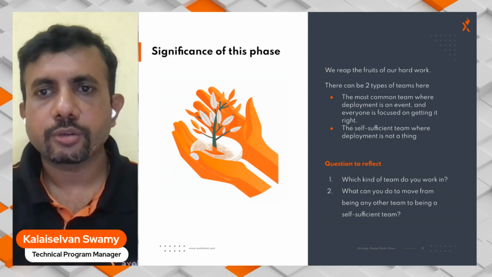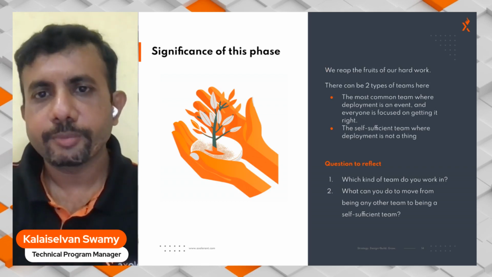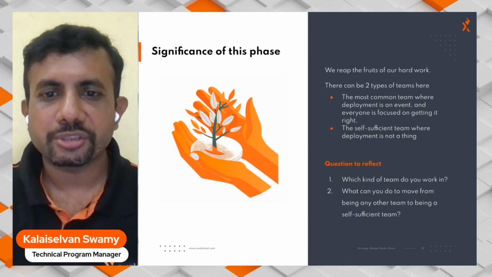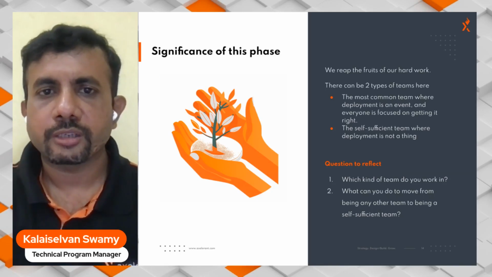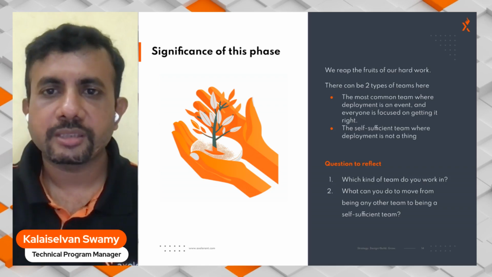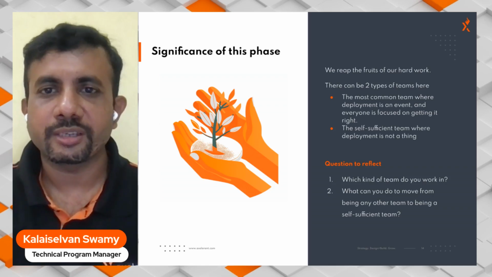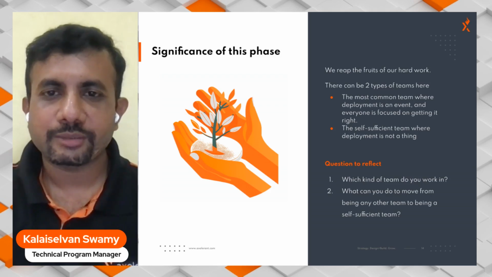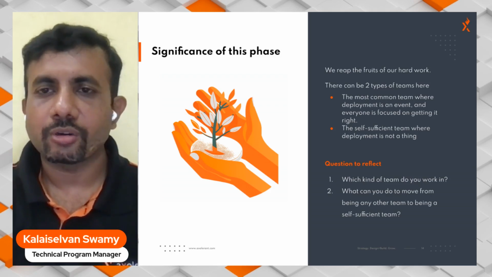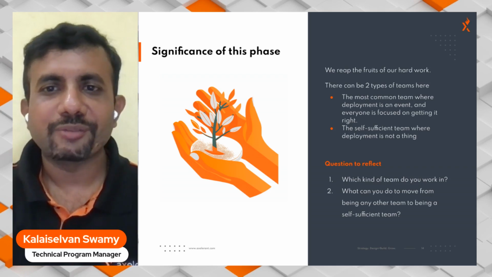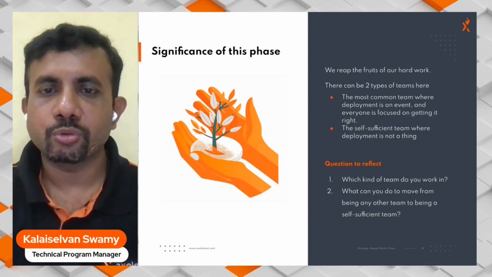So what is the significance of this phase? The significance of this phase is that you reap the fruits of your hard work, right? You finally get to see all the hard work that we have spent so far being used in production by our end clients. And there can be two types of teams here, like we discussed. The most common team is where deployment is a large event and everyone is focused on doing it right. We even allocate specific days for deployment, and we are focused on that for the entire day, and we avoid even working on other tickets because we have a lot of things to do on that particular day. And there is also the self-sufficient team where deployment is like any other event in the project. Like you work on any task, deployment is like any other task.